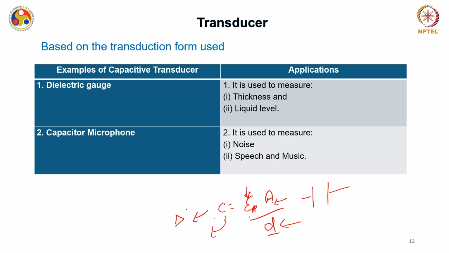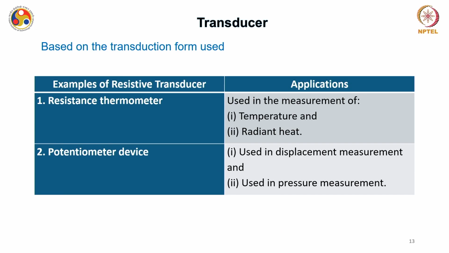If the change is delta C, and you are able to detect this delta C, you will be able to detect the quantity under measurement. For example, with the dielectric gauge you are measuring thickness. With the thickness change, there is a subsequent change in the capacitance in the form of this delta C, and if you can measure it, you can measure the thickness. Similarly, you can extend this to liquid levels. Another example of a capacitive transducer is the capacitive microphone, used to measure noise, speech and music.